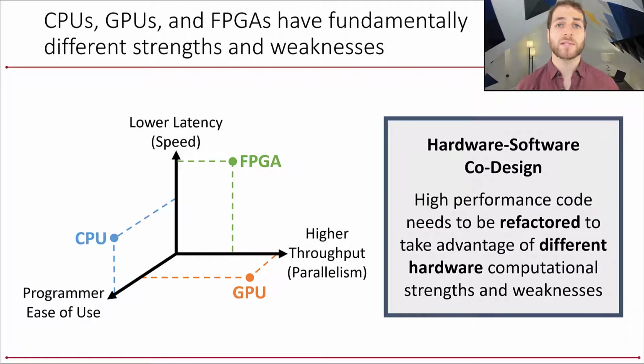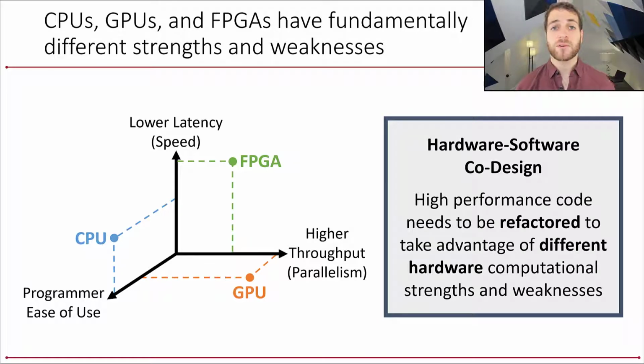Now, since these 3 pieces of hardware have very different properties, we find that in order to actually create software that can be efficient and effective and maximize these hardware capabilities, we need to do hardware-software co-design to refactor our algorithms to take advantage of the specific hardware features.